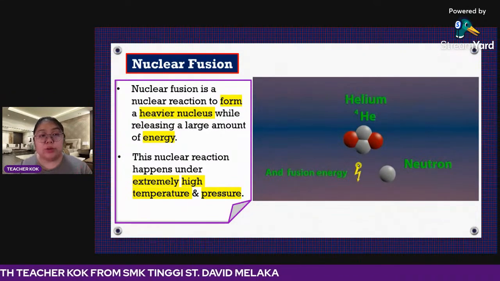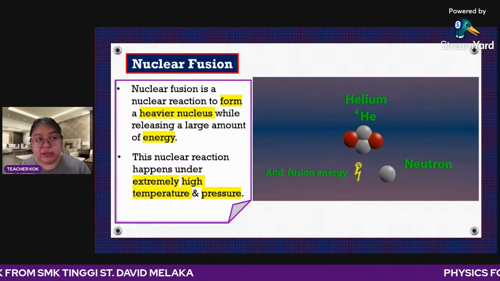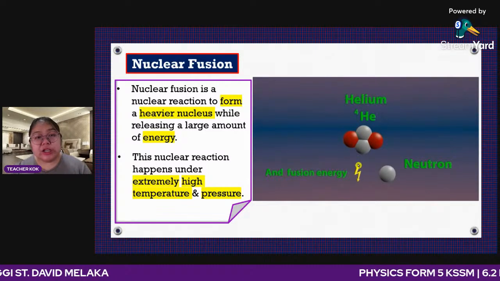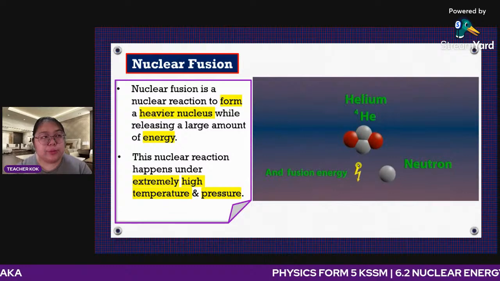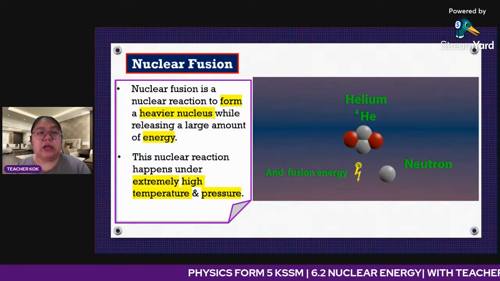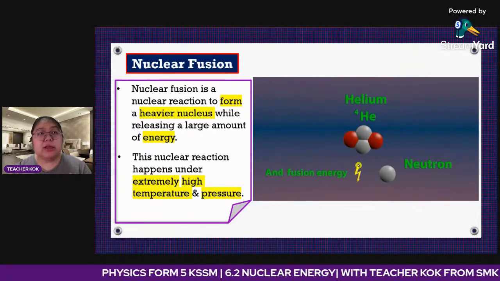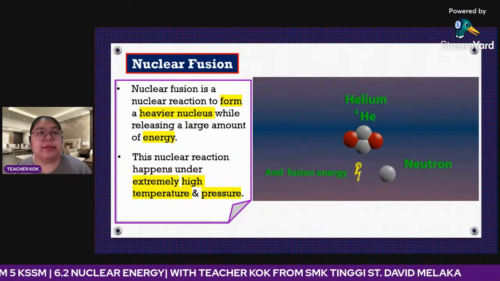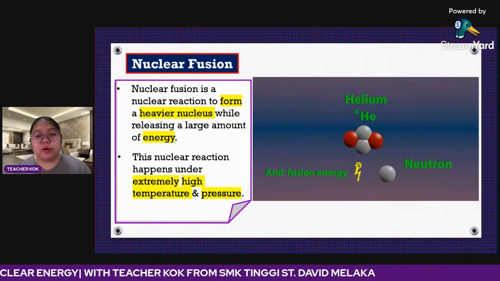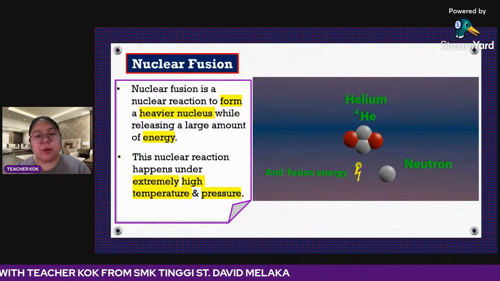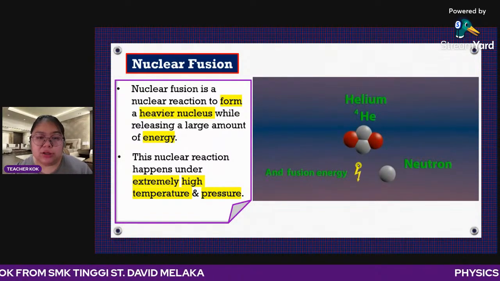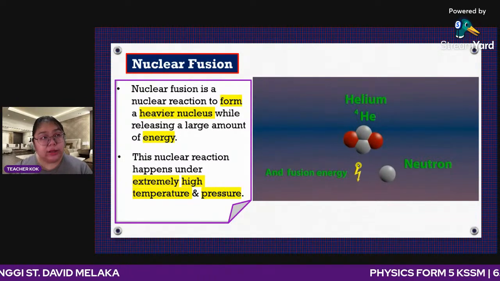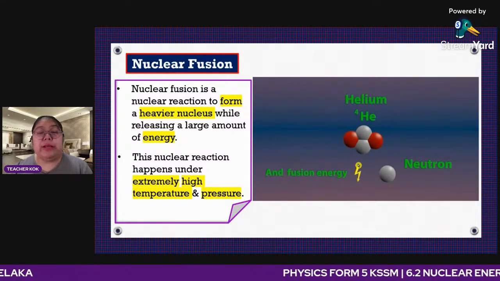So what I want you to differentiate is fission and fusion. Fission is a bigger size splitting into smaller sizes. Fusion is two smaller sizes combining to become a bigger size. Finally, both also produce a large amount of energy. So these are the differences and also the similarity.